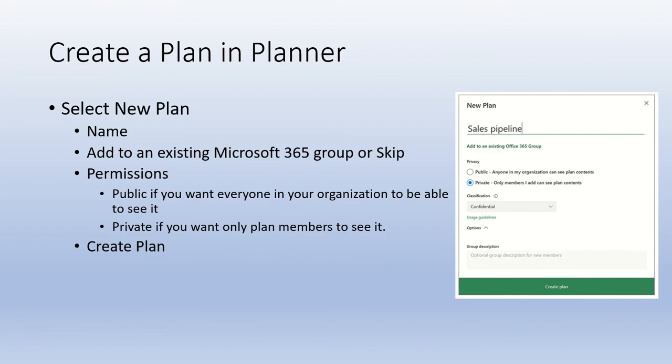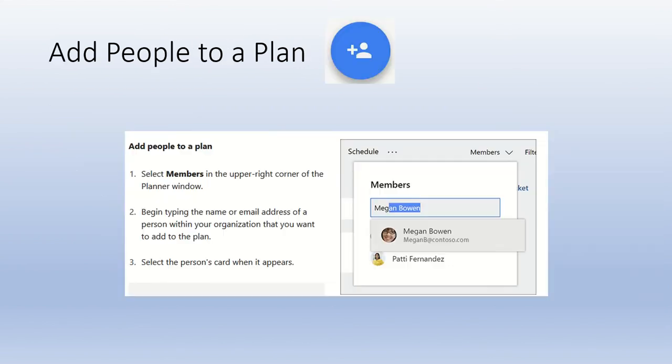So how to create a plan in Planner. It's very simple to do. All you have to do is just launch Planner, and if you don't know how to get to it, just go to portal.office.com, sign in with your Microsoft account, and then under that list of all your different applications, just select Planner. So you're going to select New Plan and then just give your plan a name. And you can either add it to an existing Microsoft 365 group if you already have your project team set up, or you can just skip that part. And then you can also set the permissions and just go ahead and click on Create Plan.